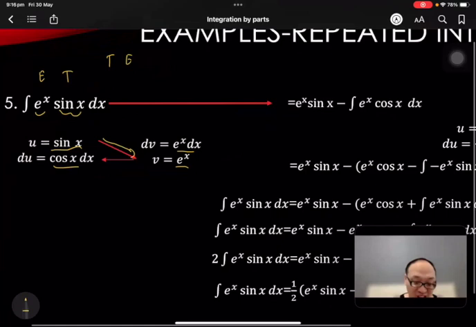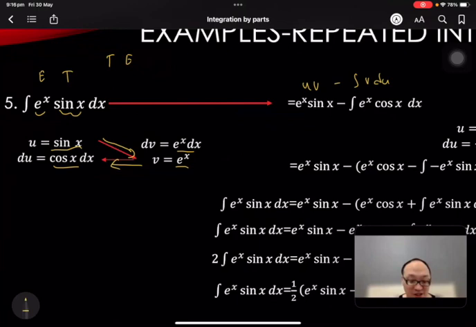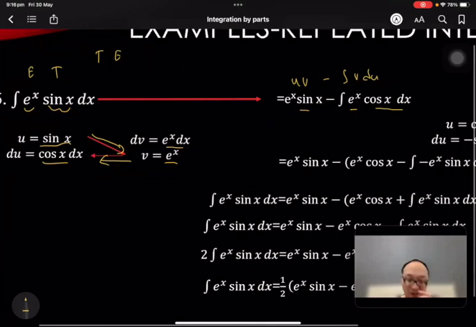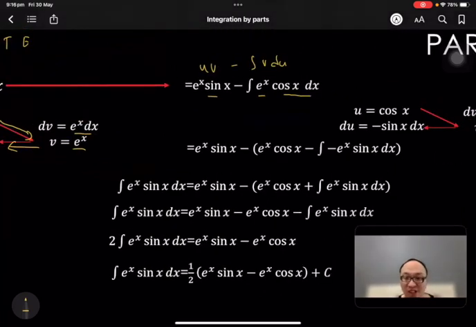Again, uv minus integral v du. So e to the x sin x minus integral e to the x cos x dx. Now, in the last part, we have integral of e to the x cos x dx, which we cannot integrate using the normal rule. So we have to use another integration by parts.